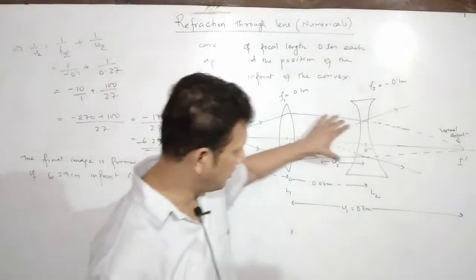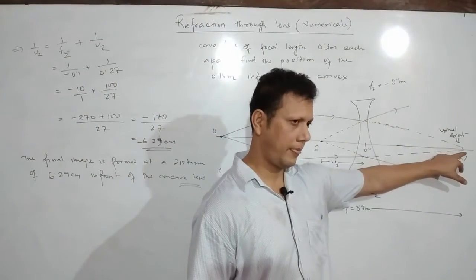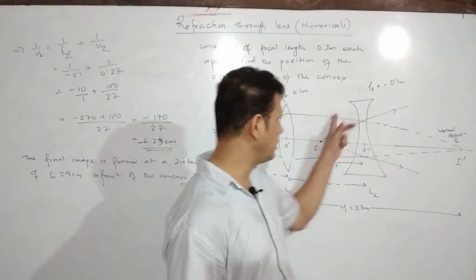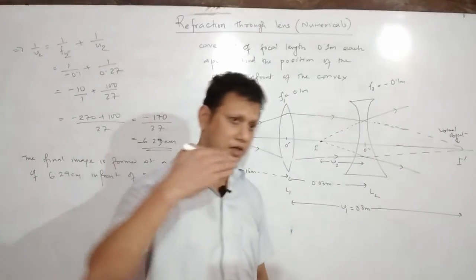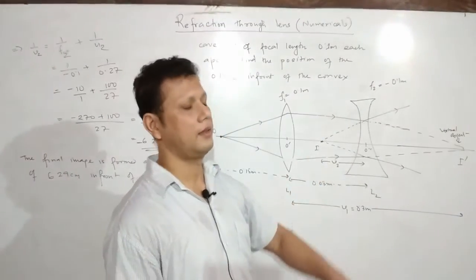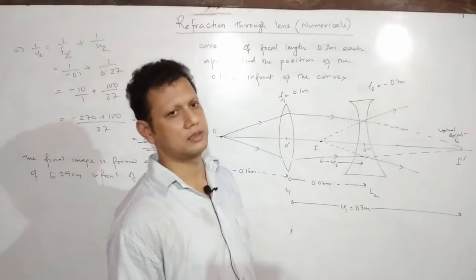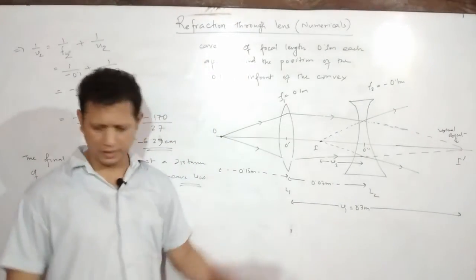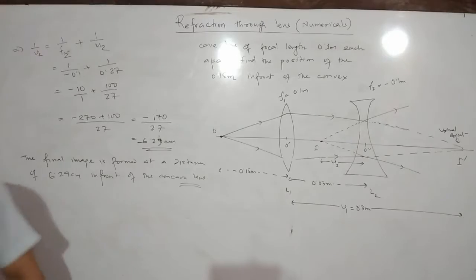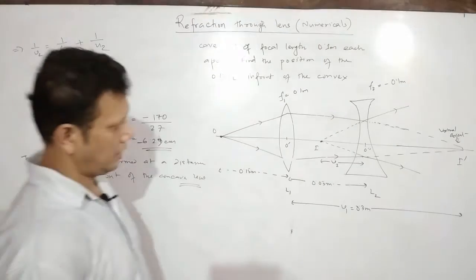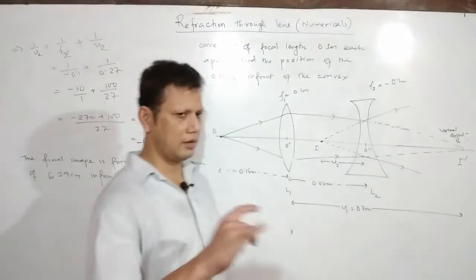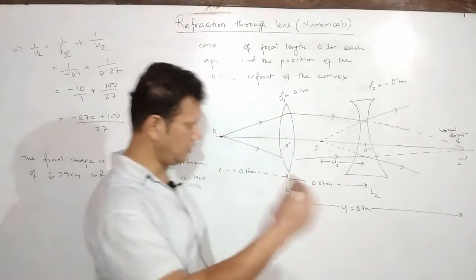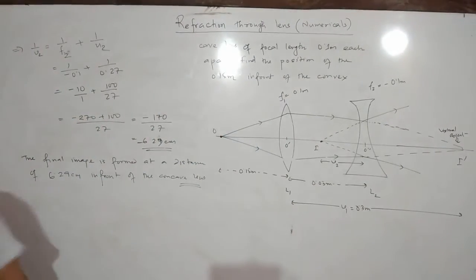So if you extend them, they will meet somewhere here. That point at which these two rays seem to meet is the virtual object for the concave lens, for the second lens. Keep this in mind. And to clear this concept, you have to go through my previous video regarding real object and virtual object. Then only your concept will be cleared.